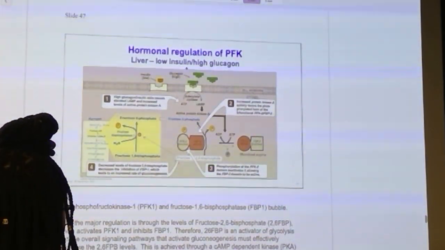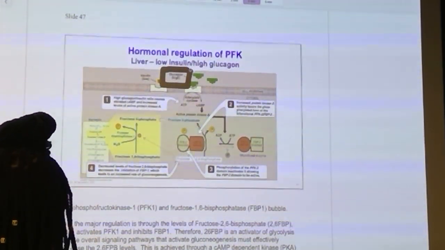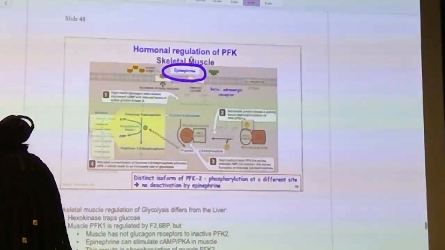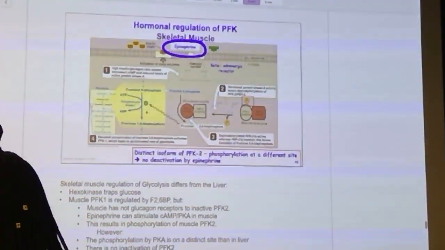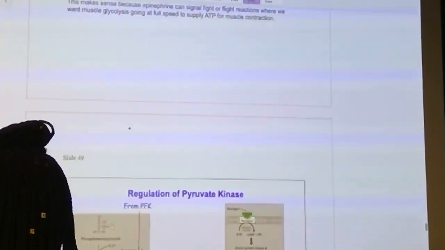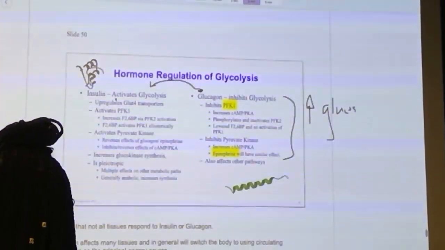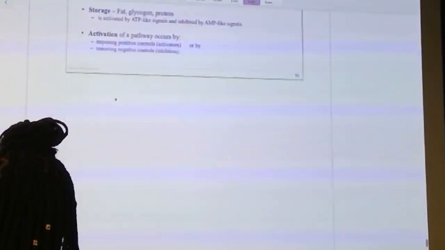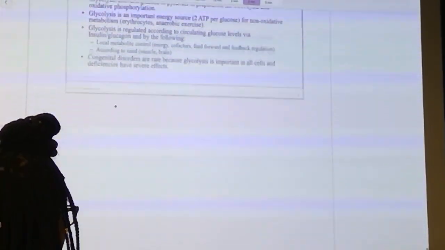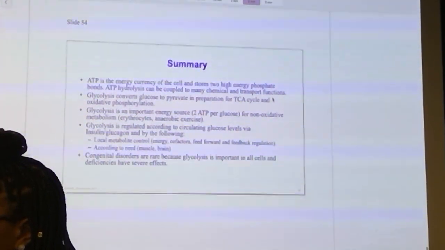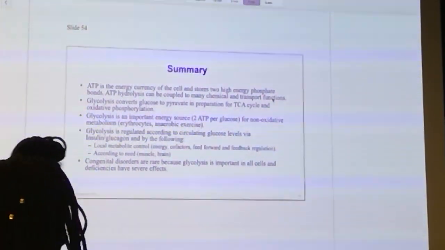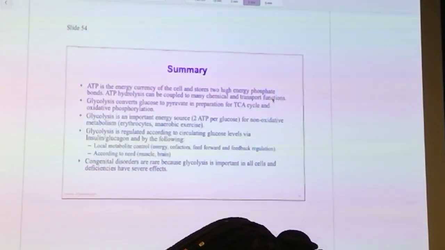So muscle does not have receptors for glucagon. Instead, it uses epinephrine. Any questions about this lecture? I have a question, but epinephrine doesn't really inhibit glycolysis like glucagon does, correct? In muscle.